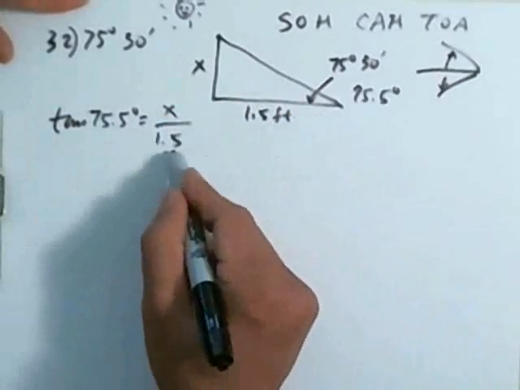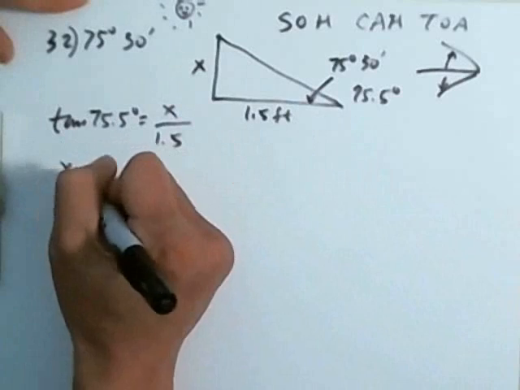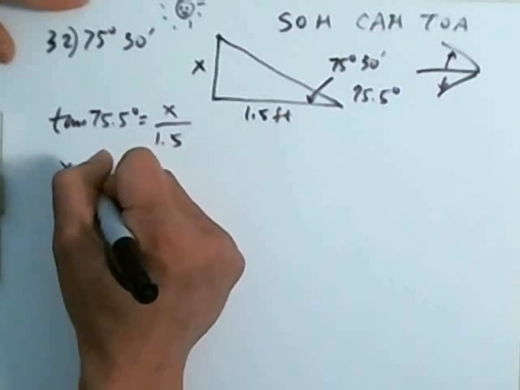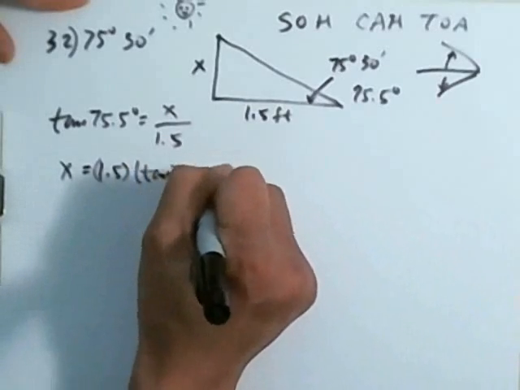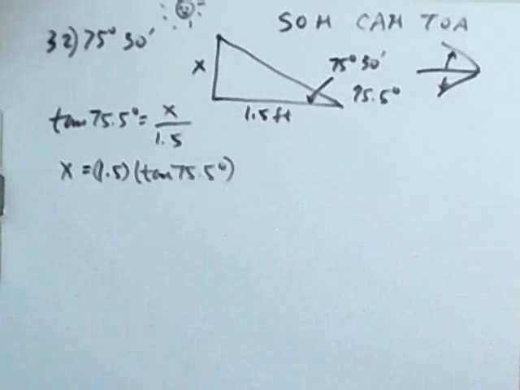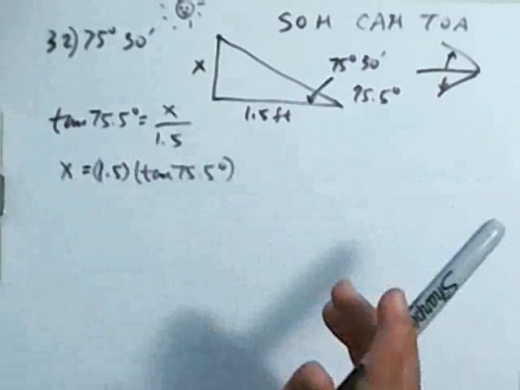Cast to 1.5 feet. To solve for x, we're going to multiply by 1.5 to both sides. It's equal to 1.5 times the tangent of 75.5 degrees. I'm not going to do that on my calculator. You can just do that really quickly and get your answer.